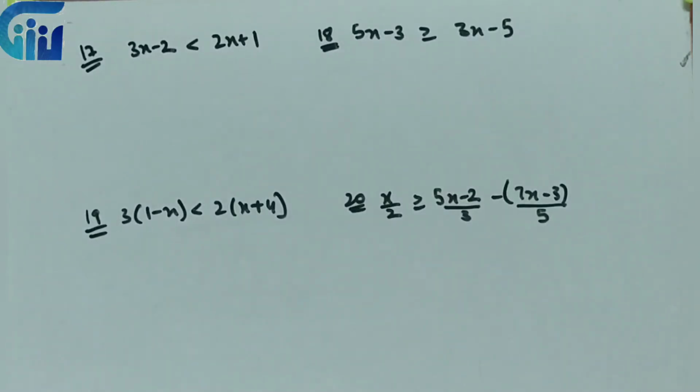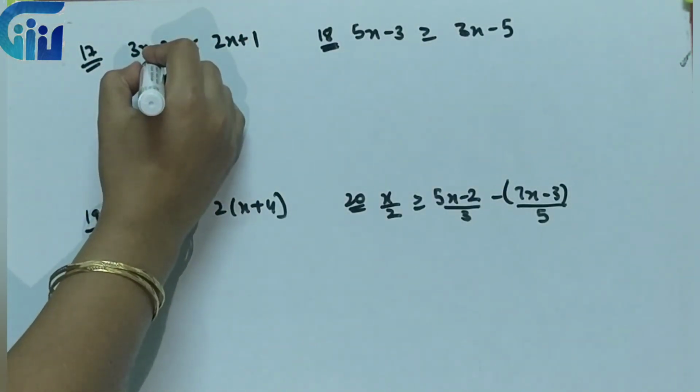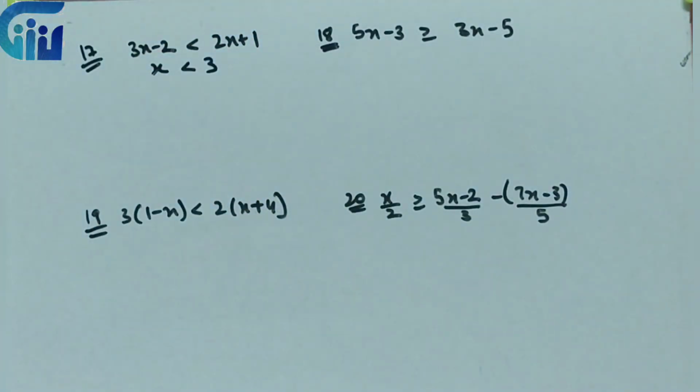Question number 17 to 20. Now these set of questions, the question says solve it and represent the answer on the number line. Now let's see how we represent the solution on the number line. So we have this particular question, so x will come to this side, 3x minus 2x will give me x, so 2 plus 1 will give me 3. So x is less than 3.